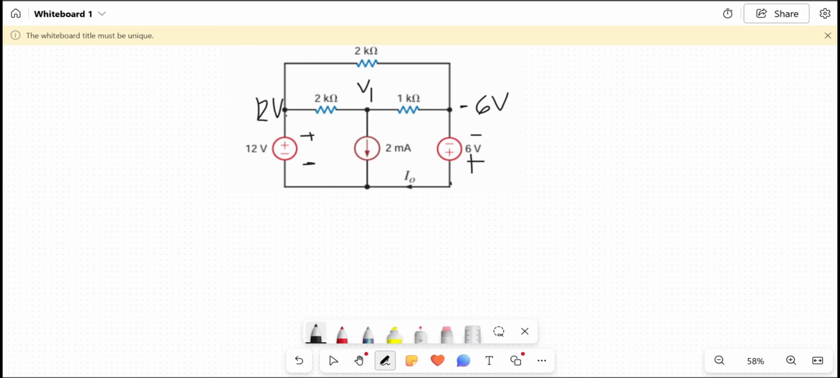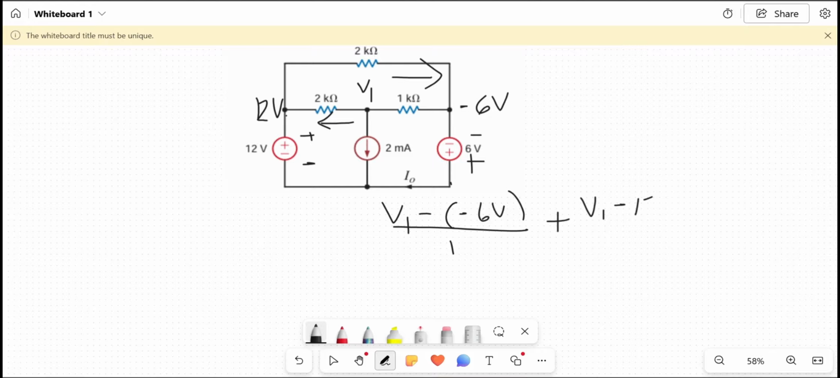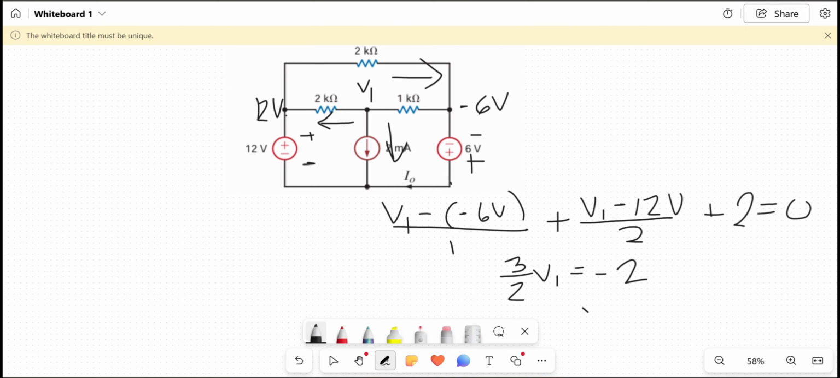The way we would solve this is current going this way, V1 minus negative 6 volts over 1 plus V1 minus 12 volts over 2. Current is going away from V1 plus 2 milliamps equals 0. We don't care about this because this node doesn't directly touch V1. And solving this, we get 3 over 2 V1 equals negative 2, V1 equals negative 4 over 3 volts.